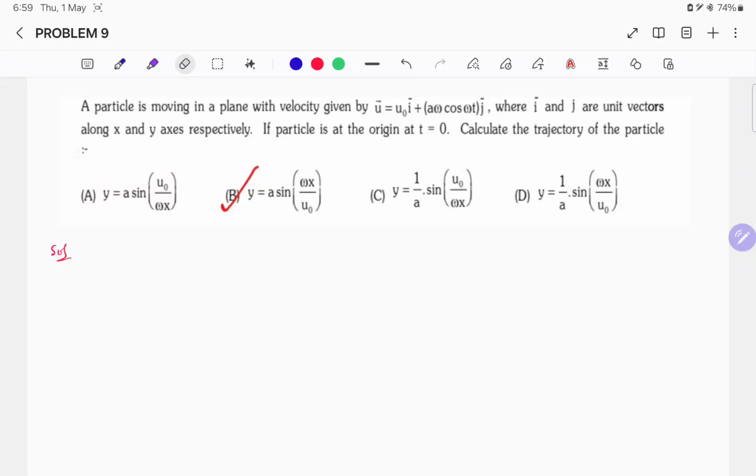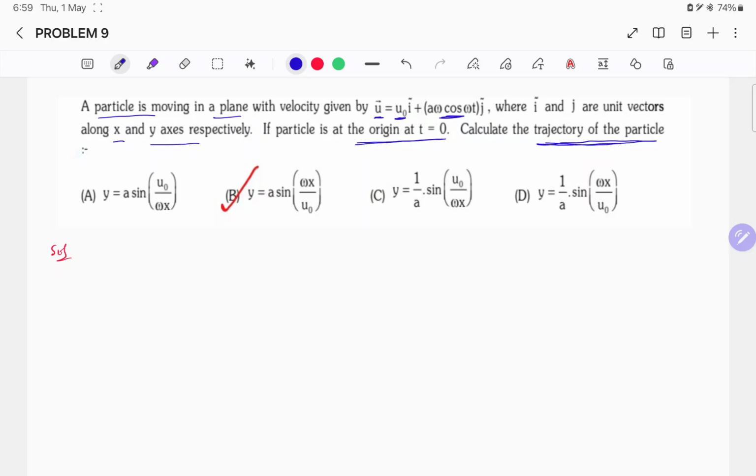Hello everyone. This is one more question in our series of JEE Kinematics Numericals. Here the question is, there is a particle moving in a plane with this velocity having i component as well as j component along x and y axis. If initially the particle is at origin, calculate the trajectory of the particle.